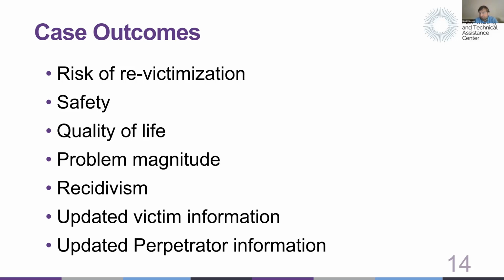Obviously safety, quality of life, and problem severity: how severe is it at the beginning and how severe is the case at the end? Recidivism: are these cases reopening over time? If so, are they generally moving in a direction of success? And then you may look at updated victim information and updated perpetrator information.